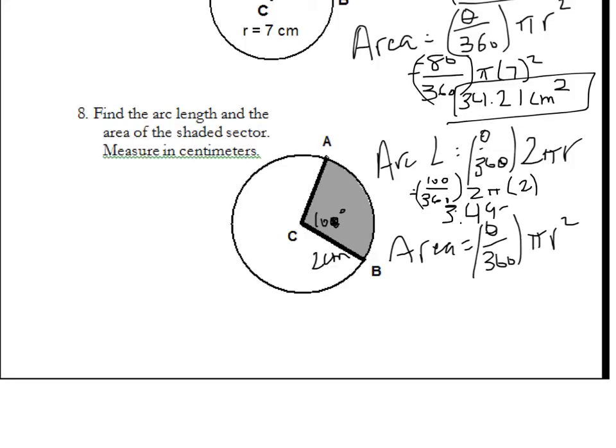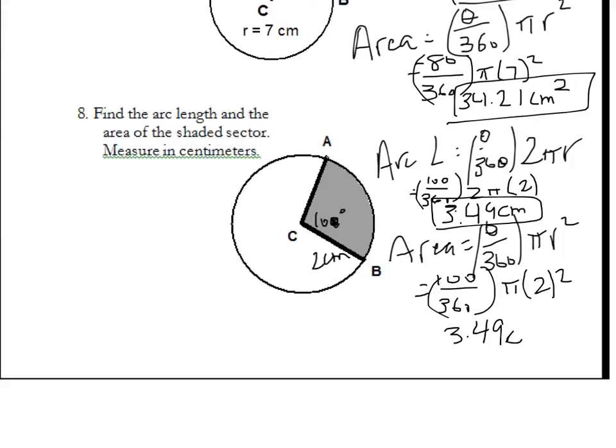Okay, we're dealing with an arc length, so it's centimeters. And now we'll plug it in here. 100 goes in for the angle. Pi, radius, which is still 2, squared. So I get 100 divided by 360. Pi times 4, because that's 2 squared. And I get the exact same thing, 3.49. But now we're dealing with area, so it's centimeters squared.